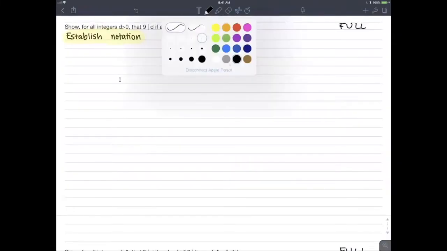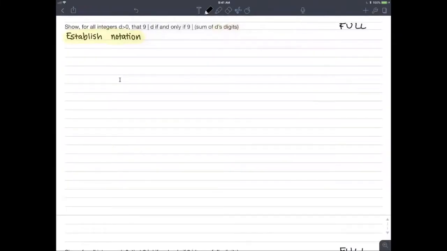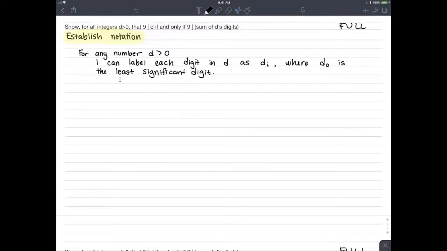So the very first thing, and I have this highlighted, is to establish your notation. You can't just start naming things and assuming I'm going to know what you mean at all times, right? So we can say for any number d greater than 0, I can label each digit in d as d_i, where d_0 is the least significant digit. This is important because you can label it going the other way.